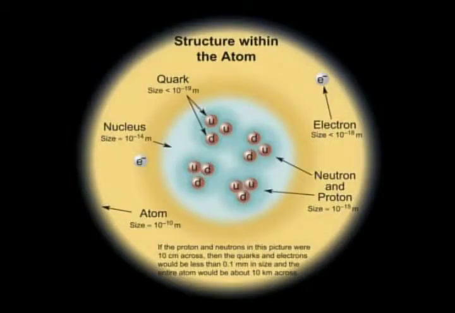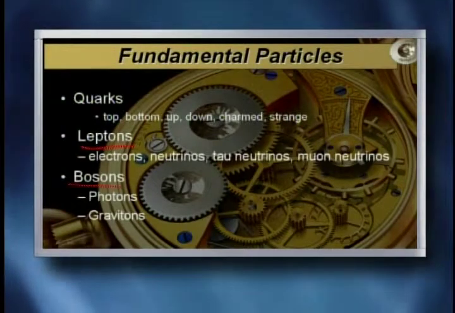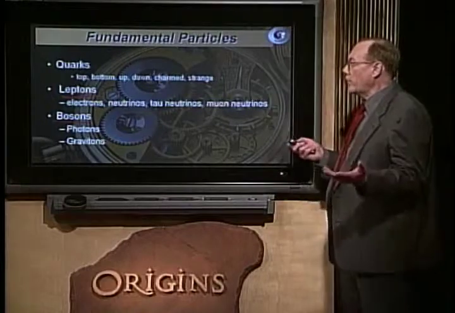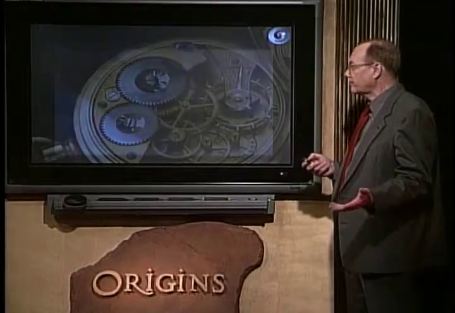By the way, quarks are assembled to produce things like protons and neutrons. Protons are 2 up quarks and a down quark produces a proton. And 2 down quarks and an up quark produces a neutron. And then there are bosons. An example of bosons would be photons and gravitons. Everything in the universe is made out of these fundamental particles.